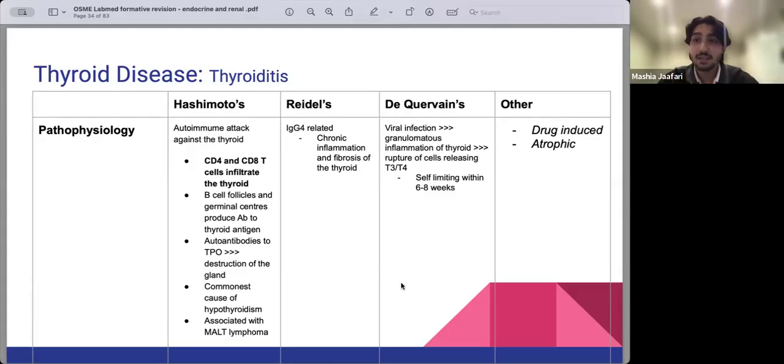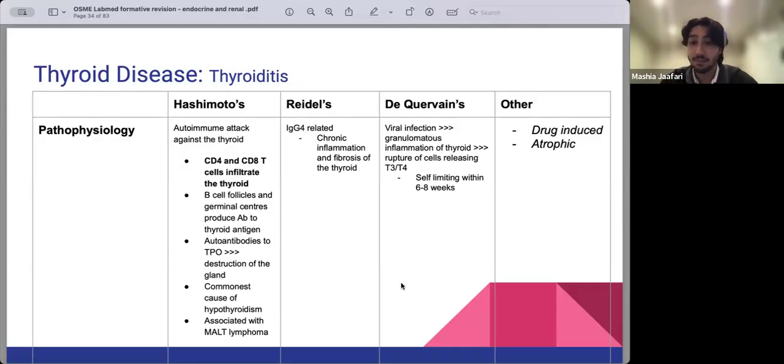De Quervain's is usually secondary to viral infection. So you get a viral infection, it starts affecting your thyroid, and it's an immune response to the viral infection hitting your thyroid by accident. And it leads to granulomatous inflammation of the thyroid. And initially, we get this hyperthyroidism followed by the hypothyroidism. But it's usually self-limiting. So you go initially hyper, then hypo, and then come back to normal. Whereas in Hashimoto's, you go initially hyper, come back down to hypo, and usually stay hypo. So De Quervain's is secondary to viral infection.